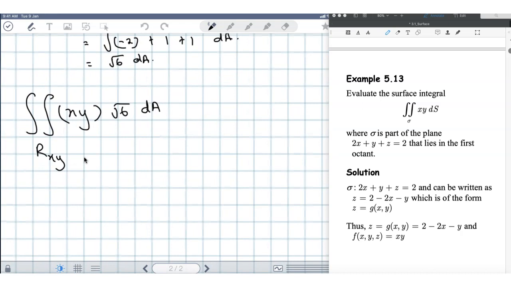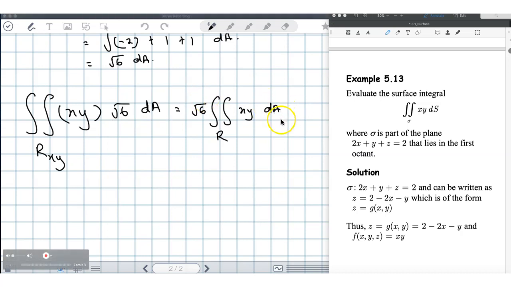Now, because square root 6 is a constant, I can take it out. So now you have the double integral over R, reduced to a standard double integral, where your dA can be dx dy, or dy dx, or it can be in polar. If your region is part of a circle, then you can use polar, but if it is not a circle, then you can just proceed in Cartesian coordinates.